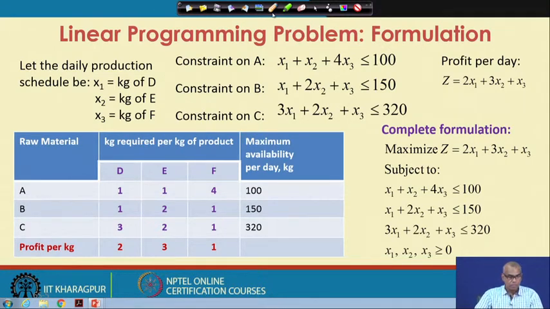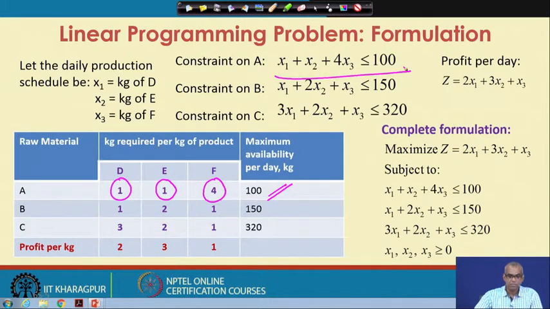Now, there are three constraints on the availability of raw materials A, B and C. We are considering we will produce x 1 kg of D, x 2 kg of E and x 3 kg of F. To produce x 1 kg of D, we need x 1 kg of A. To produce x 2 kg of E, we need x 2 kg of A, and to produce x 3 kg of F, we need 4 x 3 kg of A. So, x 1 plus x 2 plus 4 x 3 must not exceed 100. So, that is the first constraint that we get.